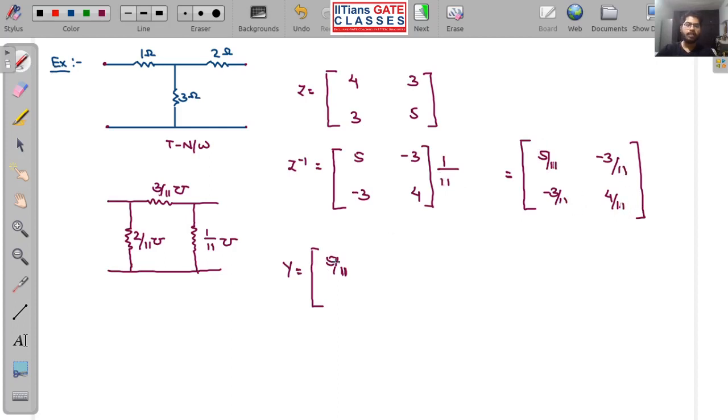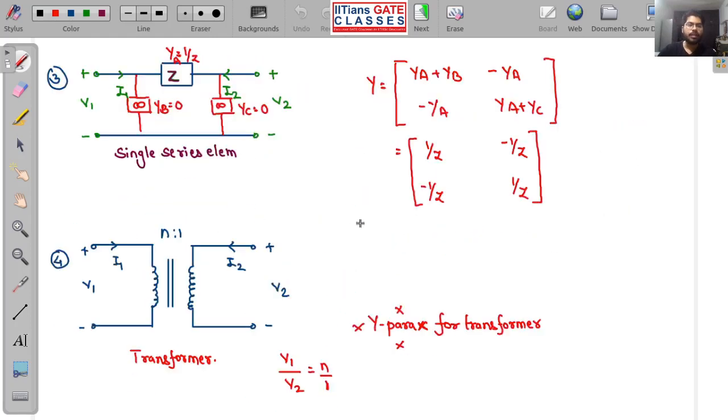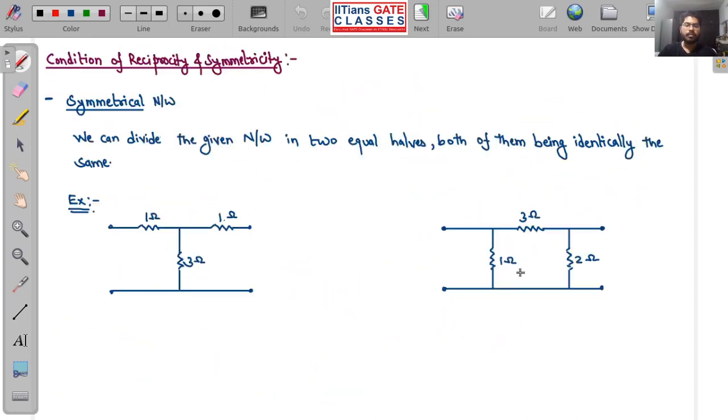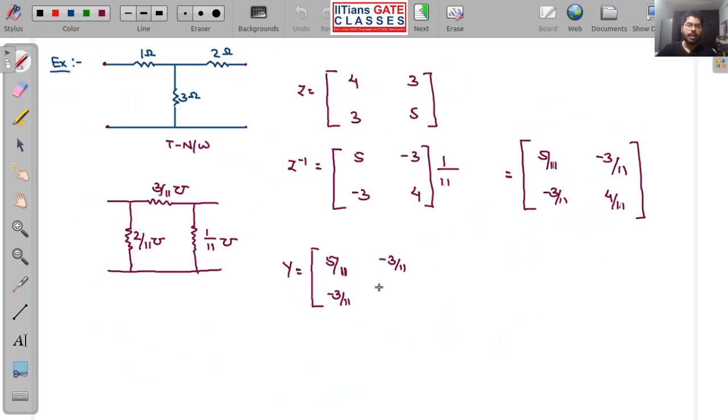So now I am getting 5 by 11. What about this? It will be minus 3 by 11. Now again minus 3 by 11. I am using this formula now. So this will be again 3 by 11 plus 1 by 11. So 4 by 11. And these are all in ohm inverse. Okay, or mho.